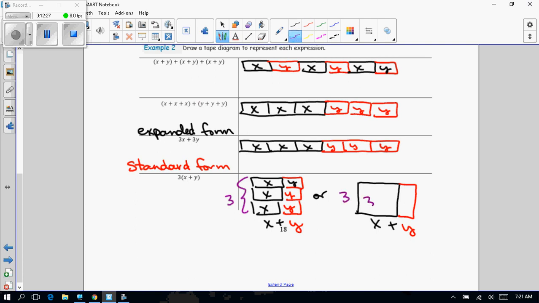So this would be 3 times x or 3x and 3 times y. Just length times width of each of those 2 separate rectangles. Honestly, this is where we want to head. Okay, if you need to draw the other one, that's fine, but this is the one that we're headed to. All right.